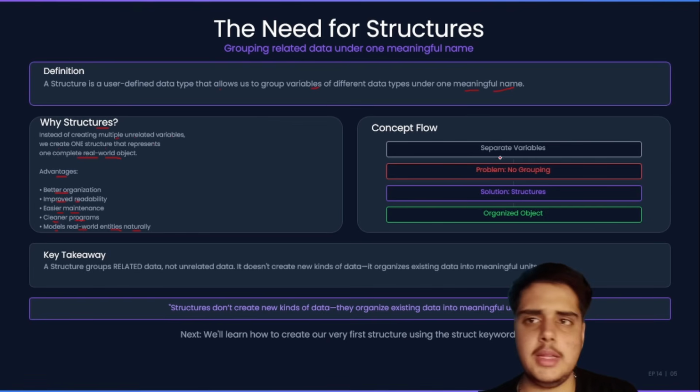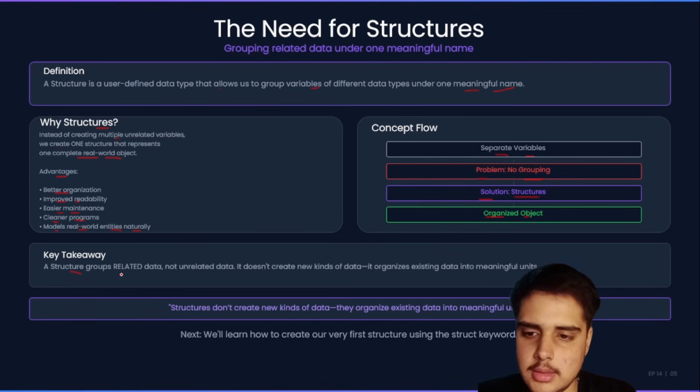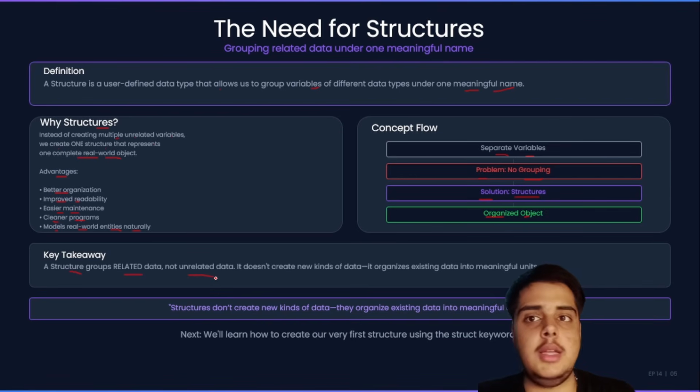So simply, the concept flow here is: separate variables, problem, no grouping. Solution: structures, organized object. So key takeaway: a structure groups related data, not unrelated data. It doesn't create a new kind of data, it organizes existing data into meaningful units.